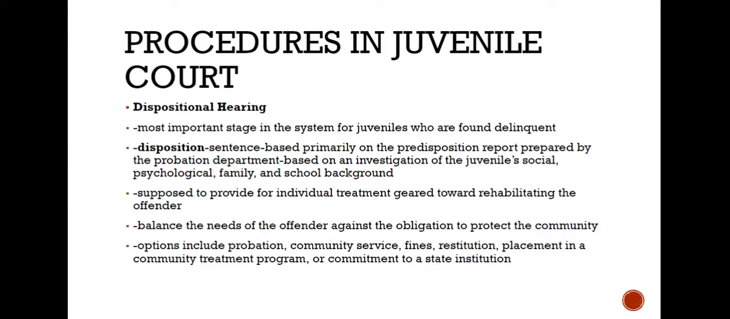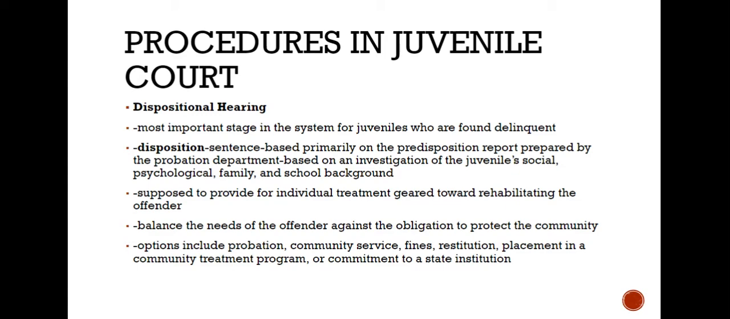Now, if it's determined that yes, they are guilty, we move to the dispositional hearing. This is the most important stage in the system for juveniles who are found delinquent. Get this term down: a disposition is a sentence. It is based primarily on the predisposition report prepared by the probation department. That's that fact-finding report. It's based on the investigation of the juvenile's social, psychological, family, and school background. So the disposition is the sentence. In that disposition, it is supposed to provide for individual treatment geared toward rehabilitating the offender. That's why this is so important, okay? Because your background determines your punishment.